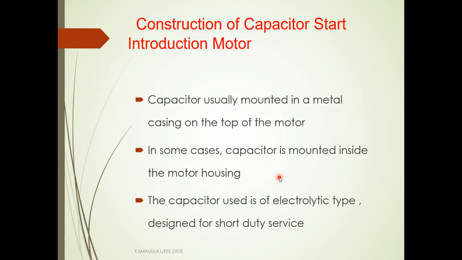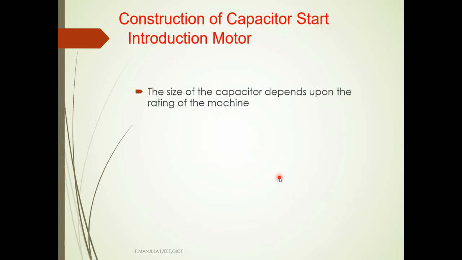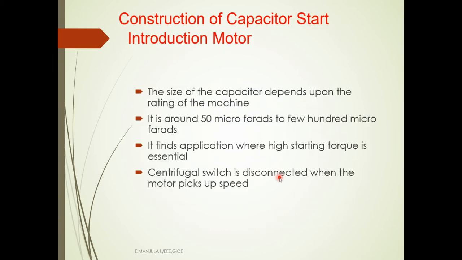So how will the construction be? The capacitor is usually mounted in a metal casing on top of the motor. In some cases, the capacitor is mounted inside the motor housing. The capacitor used is an electrolytic type and it is designed for very short duty service. The size of the capacitor depends upon the rating of the machine, and it is around 50 microfarads to a few hundred microfarads. It finds application where high starting torque is essential.